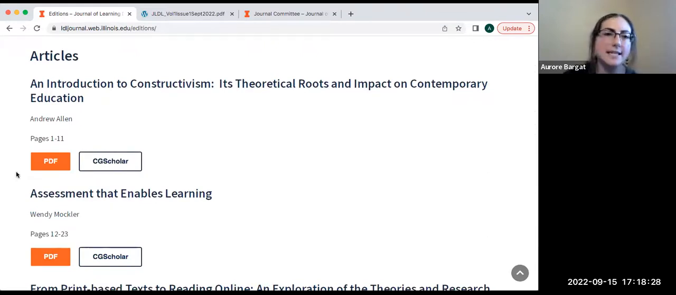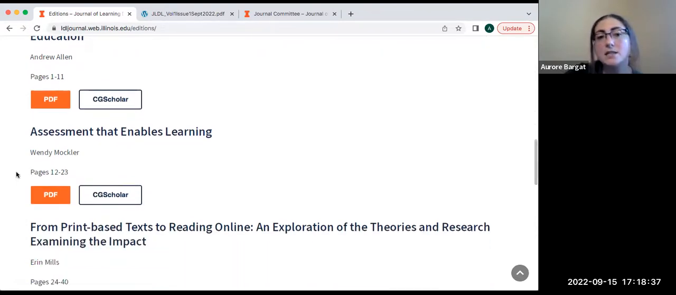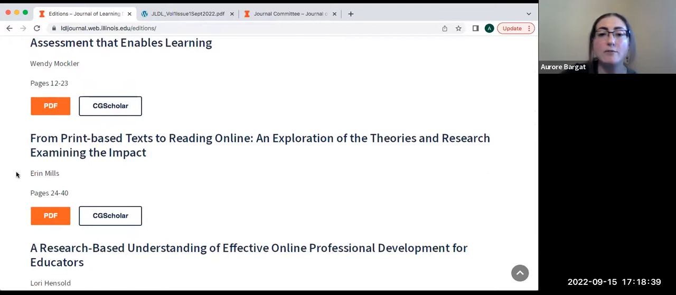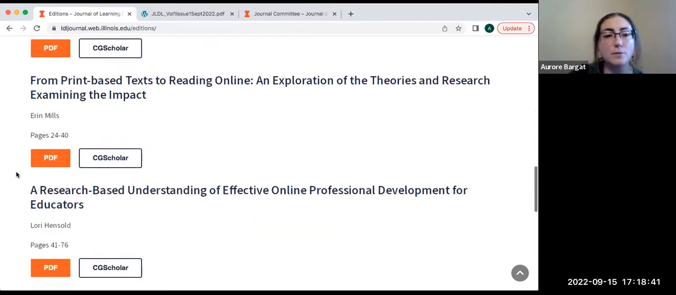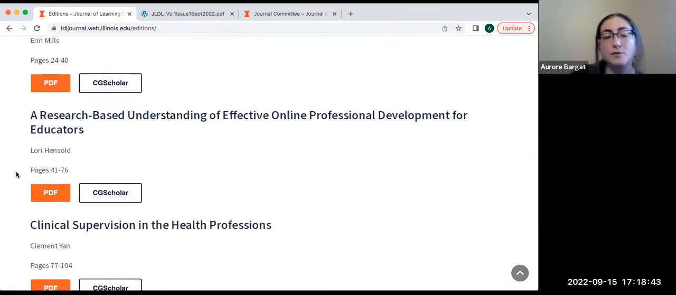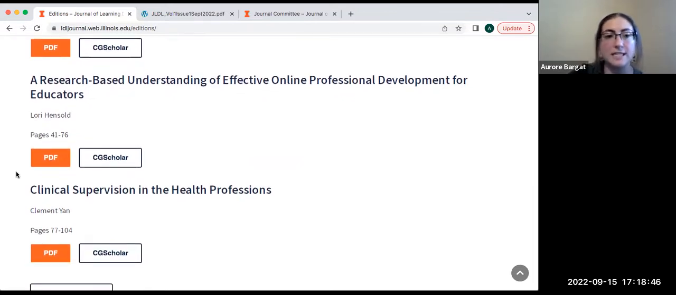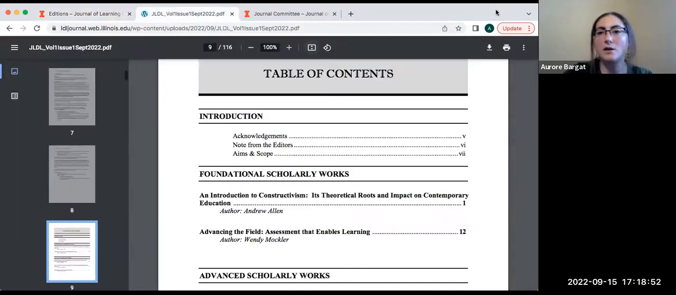And as you can see here, it really touches upon various aspects of education. We have constructivism, we have assessment, we have reading, we have professional development, and we have health profession, and specifically clinical supervision of it, right? So here's the full issue, all gathered into, obviously, one PDF.